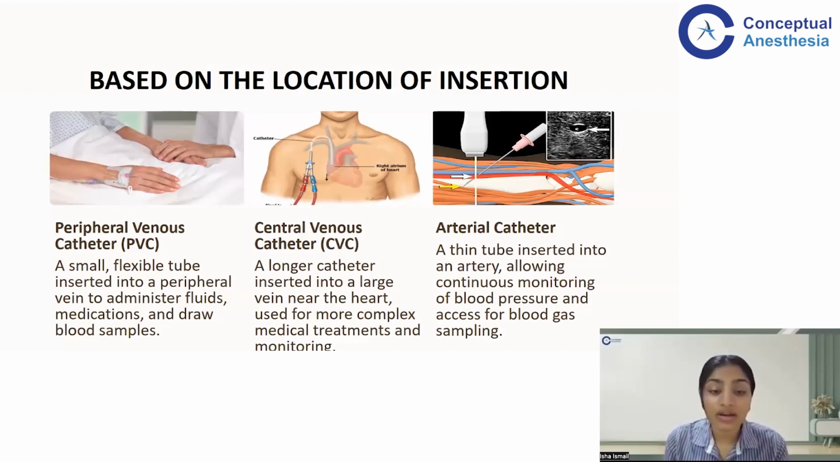Central venous is a longer catheter. It will be into the central vessels, which are reaching into the heart. More complex medications will be given through these central venous catheters. An arterial catheter is a catheter which is going to be placed into the artery itself, and this will help with beat-to-beat monitoring as well as sampling.